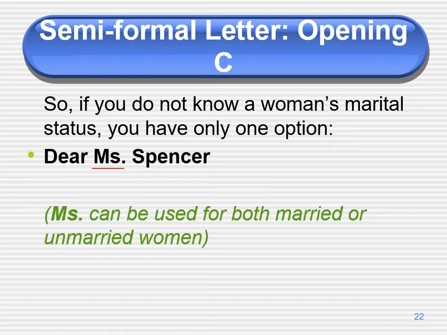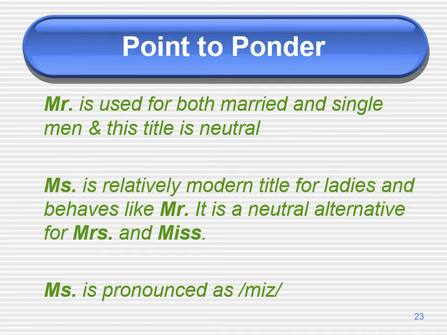I mean, this is pronounced as Ms, but it is only MS, which means that the person could be married, could not be married. So this is the polite way of addressing somebody. Right. Mr. is used for both married and single men, and this title is neutral. Look, men have only one title. Wow, very good. Ms. is a relatively modern title for ladies and behaves like Mr. It is a neutral alternative for Mrs. and Miss. Okay, very simple formula.